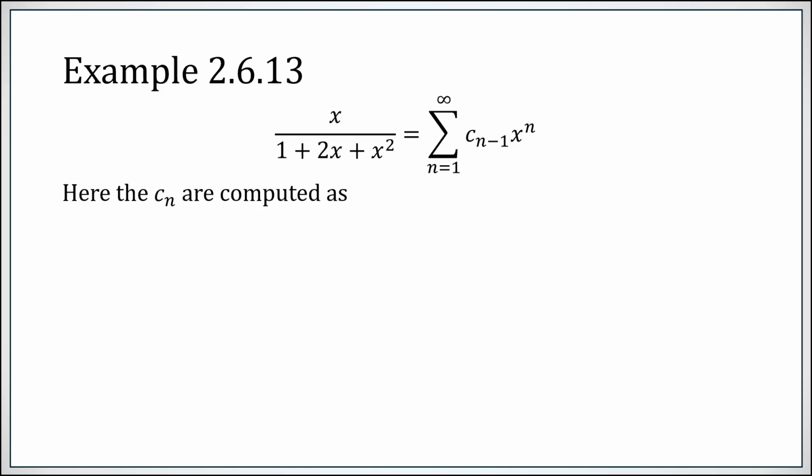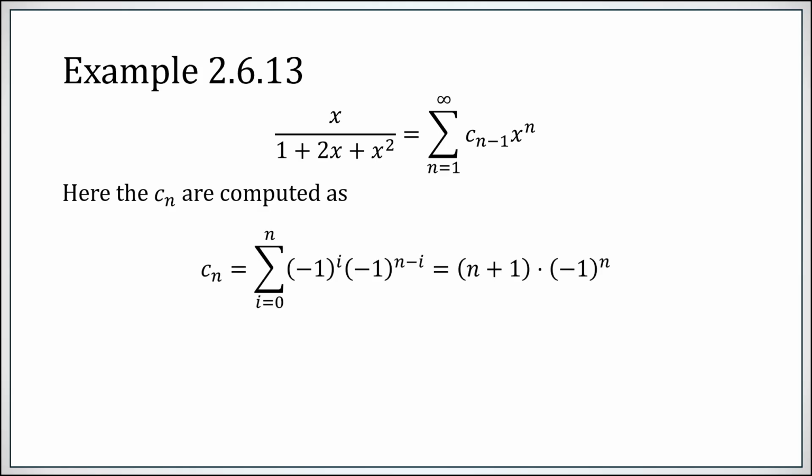Now those Cn's were Cauchy products, and remembering back to our expression on the previous page, all of our coefficients were merely powers of minus 1. Cn is the sum as i goes from 0 to n, negative 1 to the i, negative 1 to the n minus i. These multiply together to simply be negative 1 to the n, a constant as far as this sum is concerned. There are n plus 1 terms in the sum, giving us this expression right here.